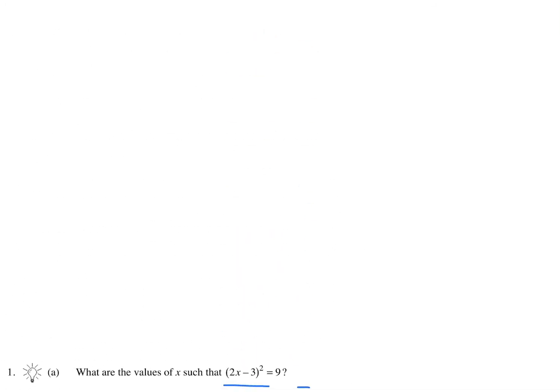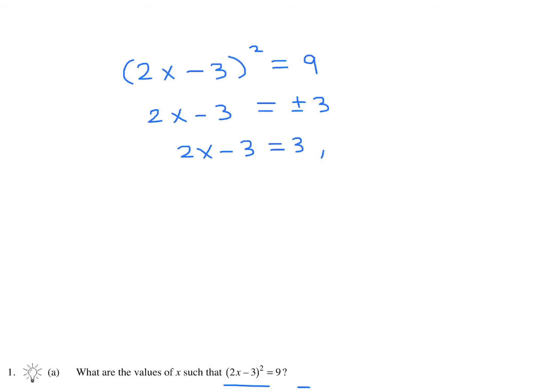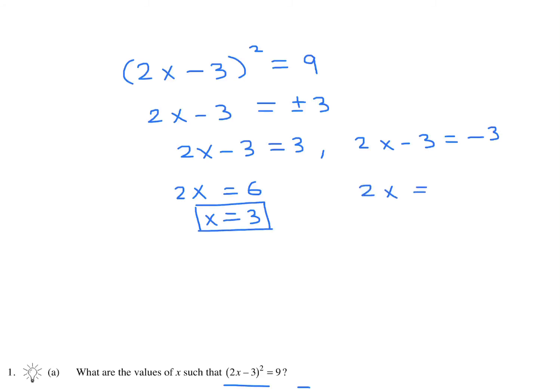All right, so we've got (2x minus 3) all squared is equal to 9. Take the square root of both sides and you'll get plus or minus 3. So 2x minus 3 is equal to 3, and 2x minus 3 is equal to minus 3. The first one will give you 2x is equal to 6, so x is equal to 3. And the second one would give you 2x is equal to 0, so x is equal to 0. So x equals 3 and x equals 0 are your values of x.